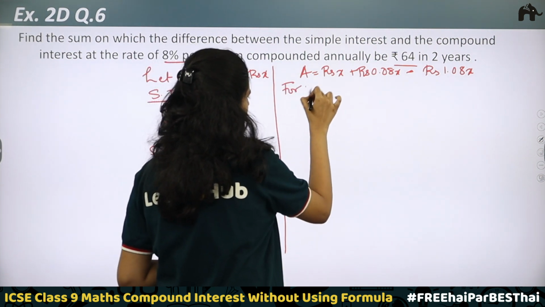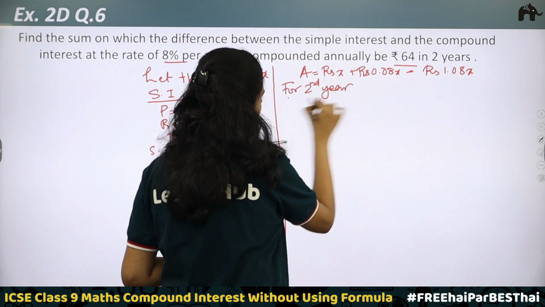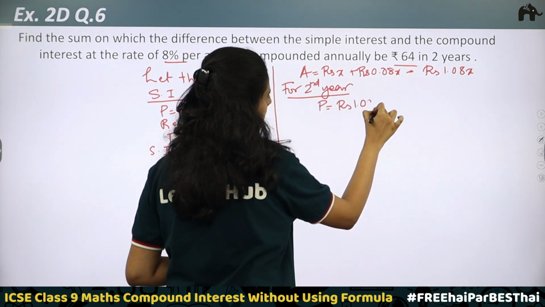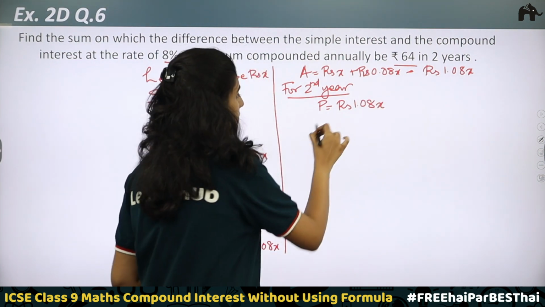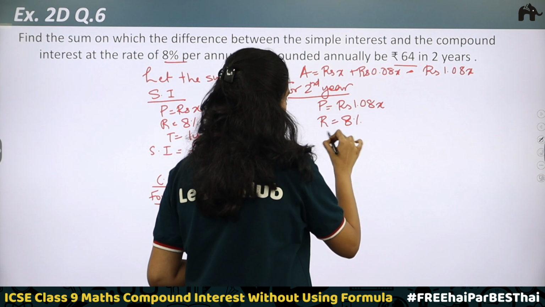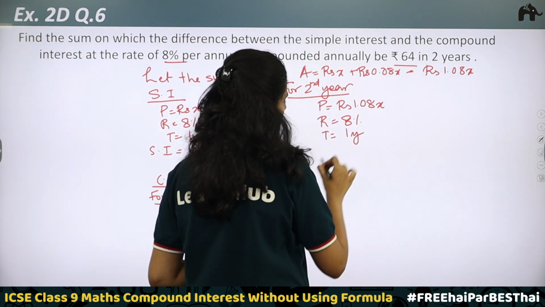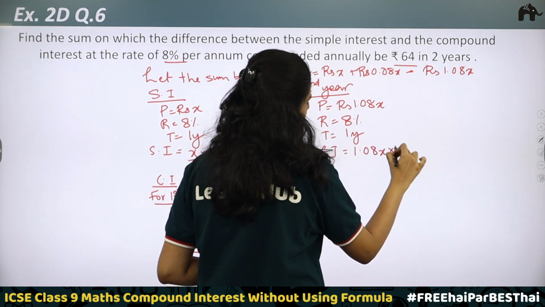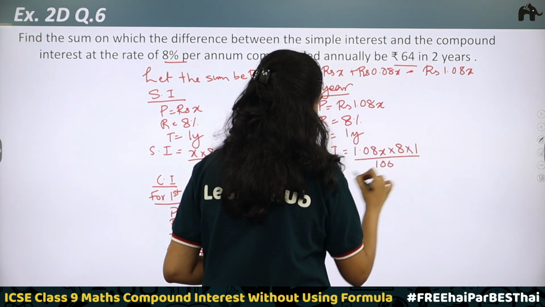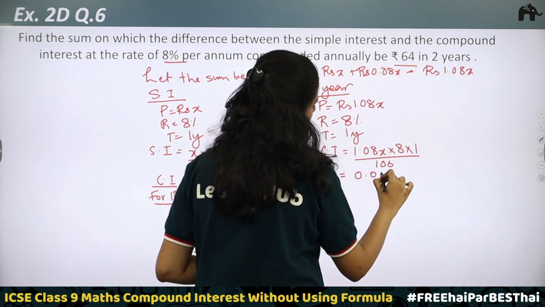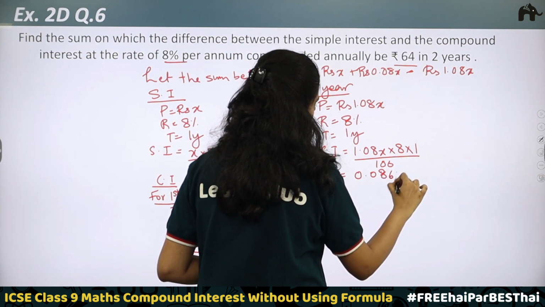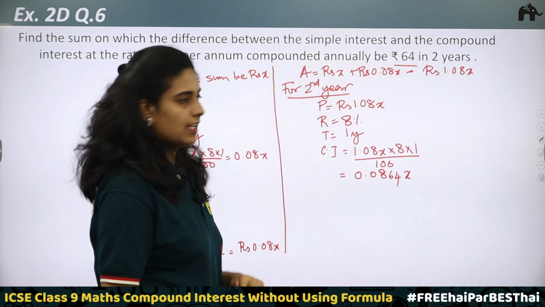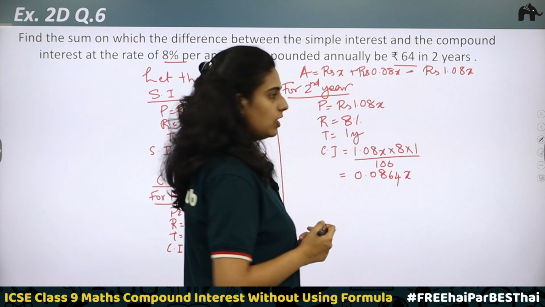Now, for second year. For second year, the principal will be this amount, which is rupees 1.08x. Rate of interest is 8%. Time is equal to 1 year. Compound interest for second year will be 1.08x into 8 into 1 divided by 100, which is equal to 0.0864x. So, when you calculate, you will be getting 0.0864x. Okay. So, this is the compound interest for second year.